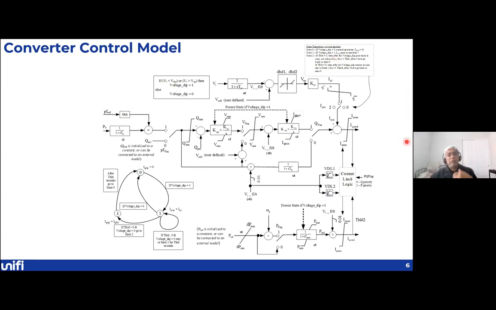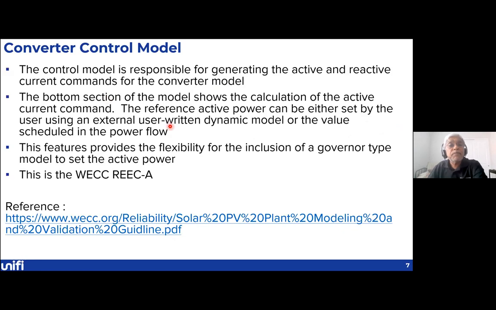This shows you a detailed setup of what the logic looks like. In this figure, IQ command is created here, and IP command is created here. You notice that the terminal voltage is fed in. I'll show you in a few minutes that there are three options where you can give different specifications for the reactive power side.